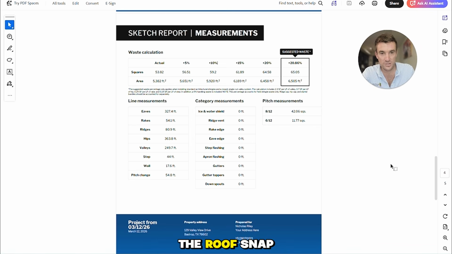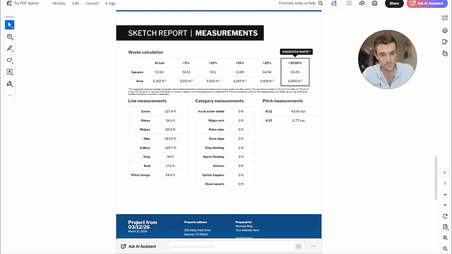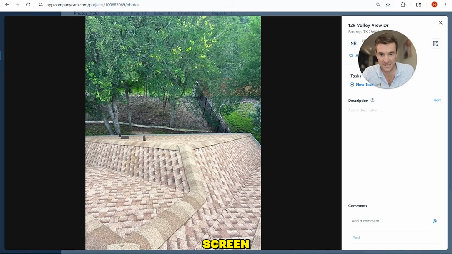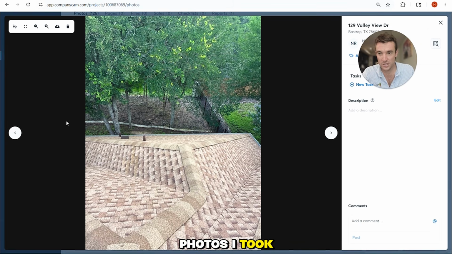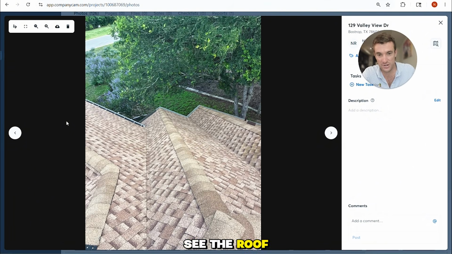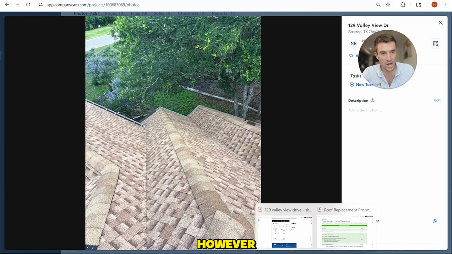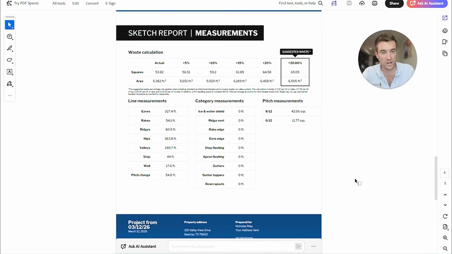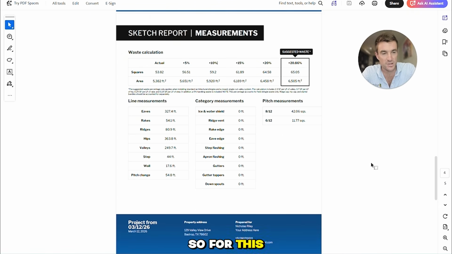So based off the Roof Snap I ordered, the suggested waste factor was 20.86%, which is much higher than usual. Let me share my screen. So this is one of the photos I took in CompanyCam when I was climbing on the roof. As you can see, the roof is a little bit more complex and it's steeper than most roofs. However, I felt 20.86% waste factor was too aggressive. So for this particular roof, based off my experience, I use a 15% waste factor.